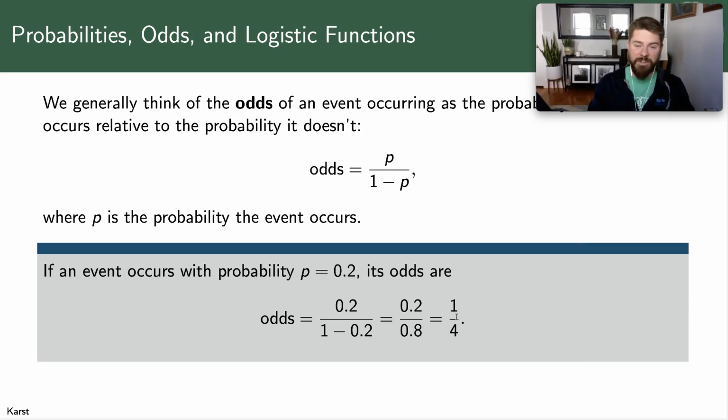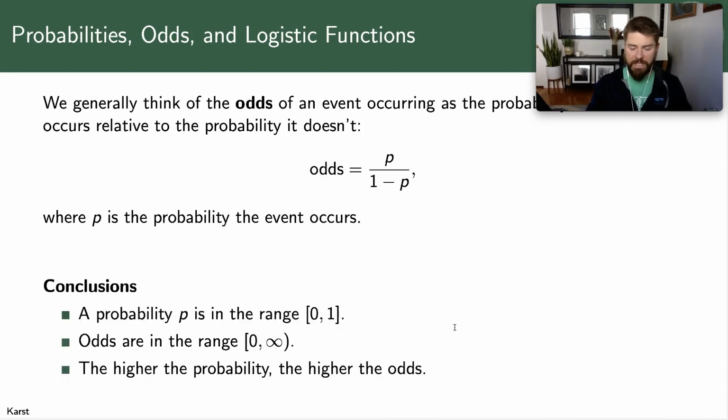Obviously, it doesn't have to be a fair coin flip. If we change it to something like 0.2, there's a 20% chance the event happens. Everything works in exactly the same way. We have 0.2 over 1 minus 0.2, or 0.8, and that gives us odds of 1/4. Another way of saying that is 1 to 4 odds. For every one time the event occurs, there are 4 times when the event doesn't occur. And similarly, if we flipped it around to 0.8, there's 0.8 over 1 minus 0.8, or 0.8 over 0.2, which gives us 4 to 1 odds.